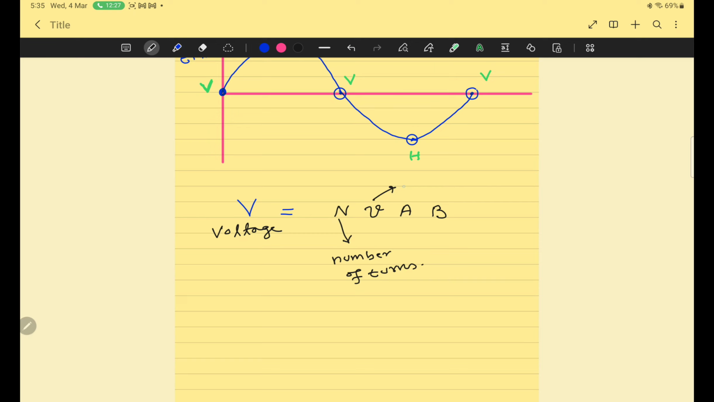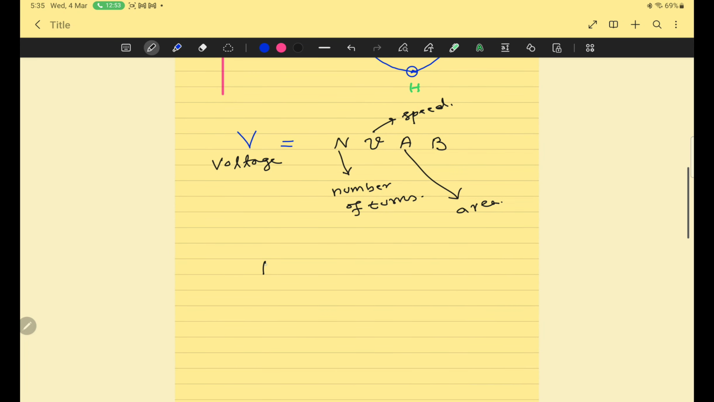This v is velocity. Velocity means the speed. When the coil turns faster, it will produce greater voltage. What is A? A is the area of the coil. If the coil is smaller in size, then obviously it will produce less voltage. If the coil is large in size, then it will produce greater voltage. What is B? In A level physics, or if you search on Google, B always represents the strength of the magnetic field.